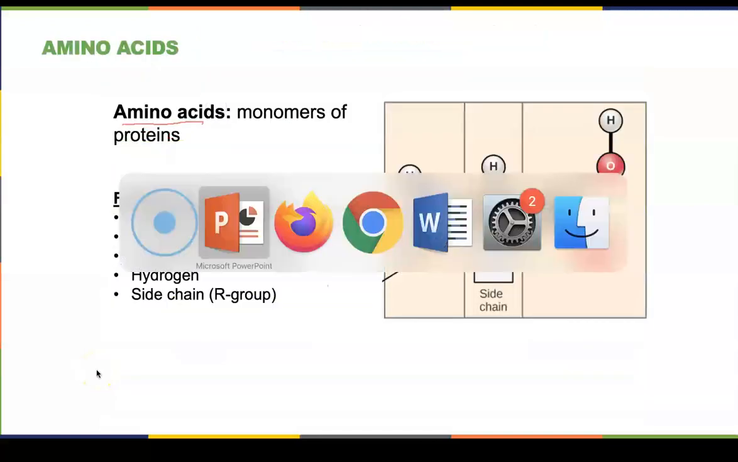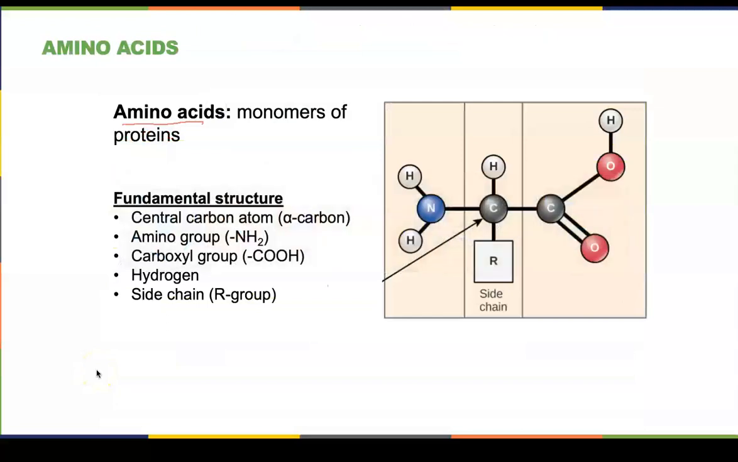Let's now talk about amino acids, which are the monomers of proteins. And so you know the monomer is, by definition, the repeating subunit that makes up the polymer. There's a general structure to amino acids that all kinds of amino acids follow. And then there's a variable part that gives different amino acids their different properties. So let's start by looking at the parts that are always the same.